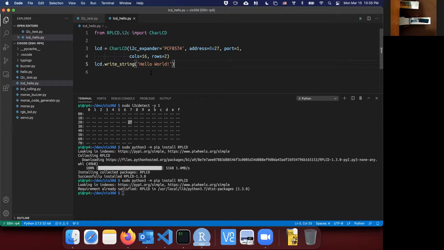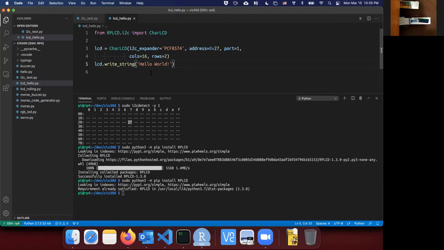Now, this library is built on top of other libraries. SMBus has its own library. And if you connect the LCD directly to the Pi without the I2C backpack, it will communicate directly without the backpack, without using the I2C protocol. That's possible too. But again, with I2C, things are easier to do, and it's more of a standard way of communicating.